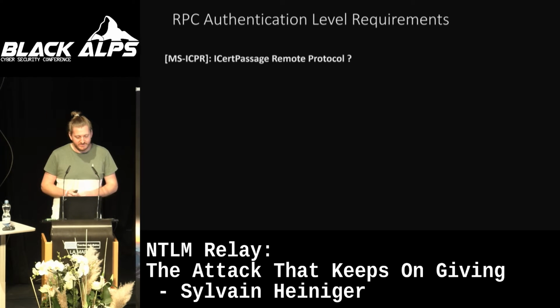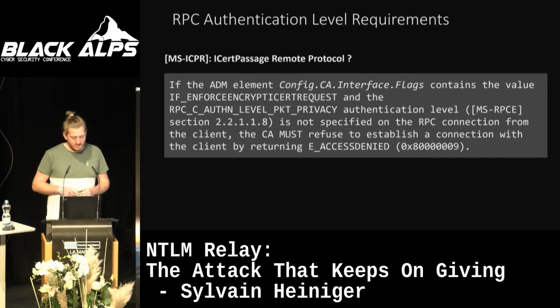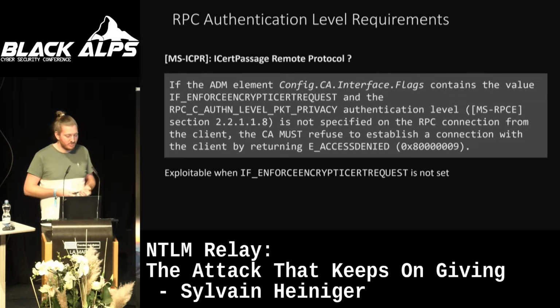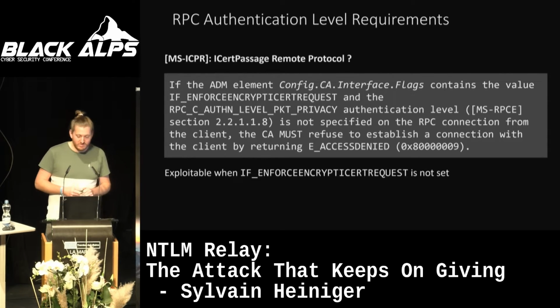So I looked into the ICertPassage protocol, which is basically the protocol which is used by machines and users to request a new certificate over RPC. And again, I had to dig into the documentation, but if you look in there, you see that there is a flag. It's called EnforceEncryptICertRequest. And if this flag is set and packet privacy authentication level is not specified, it's really perfect wording in this documentation, then the CA must refuse. So if you take all the negation into account, this means it's exploitable for us. We can do NTLM relay if the EnforceEncryptICertRequest flag is not set.